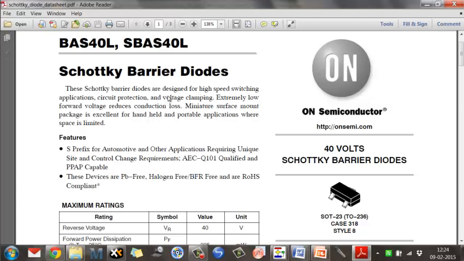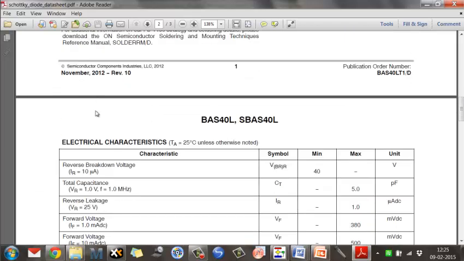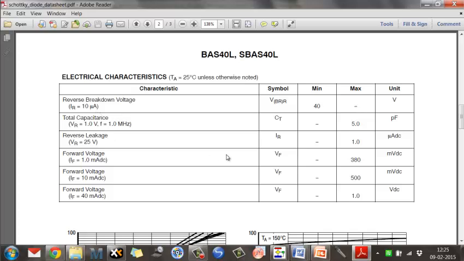Schottky barrier diodes are designed for high-speed switching applications, which we'll see later on. Note what they say: extremely low forward voltage. That's one of the key characteristics of a Schottky barrier diode. Very low on voltage. For 1 milliampere current, the data sheet gives a forward voltage of 380 millivolt. So you can get 1 milliampere with only 380 millivolt drop.